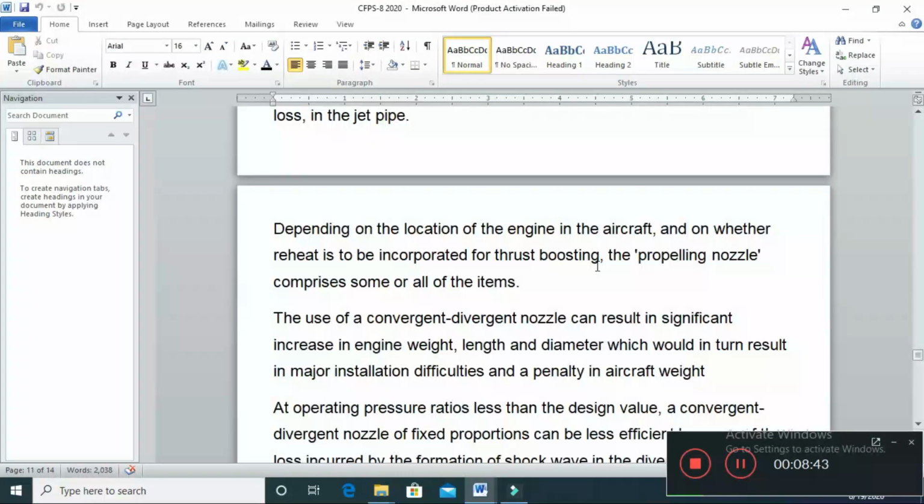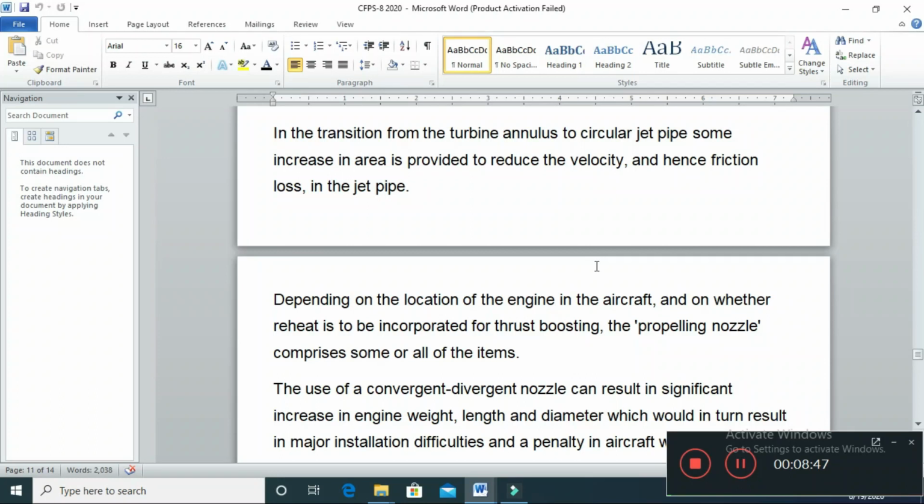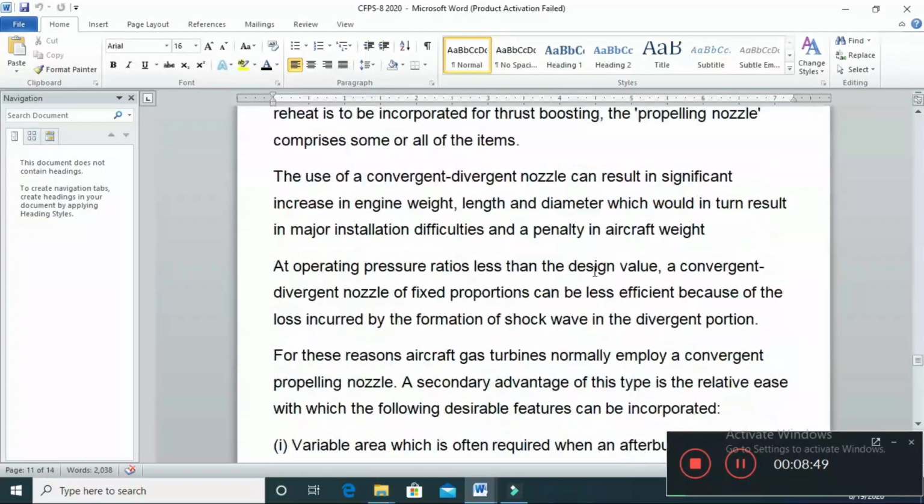The turbojet engine can sometimes utilize the converging diverging nozzle, but use of a converging diverging nozzle has some issues. Due to this type of nozzle the weight is increased. Similarly, length and diameter are increased, which is undesirable for the gas turbine for jet applications.